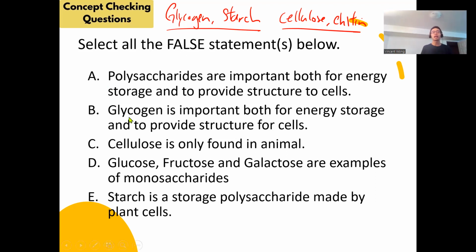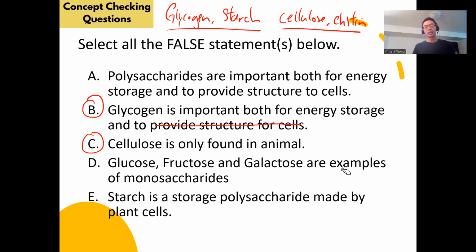Number 2, glycogen is important for both energy storage and to provide structure for cells. That is incorrect. That's the false statement because glycogen does not provide structure for cells. That's the job of cellulose. Next one, cellulose is only found in animals. That is incorrect. We do not have cellulose in animals. I mean, we can eat it, but we don't produce it. Cellulose is found in plants.